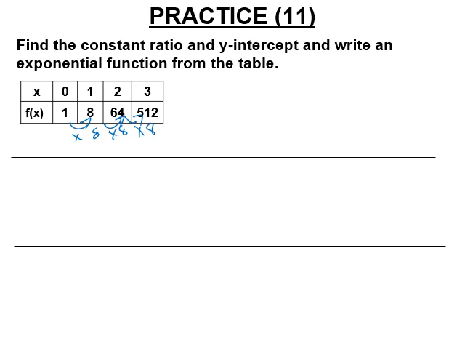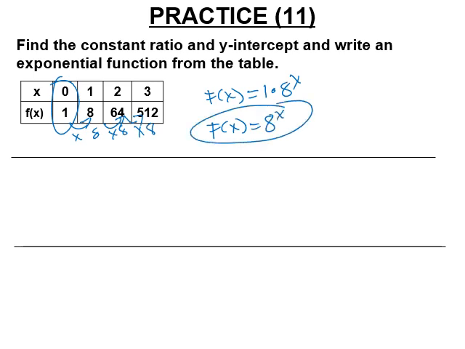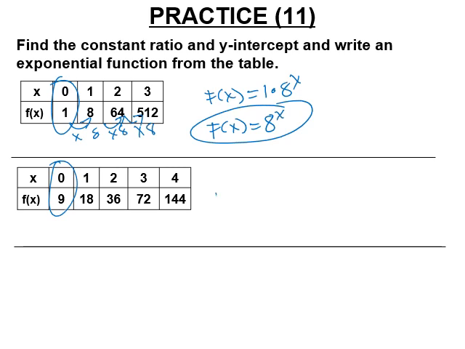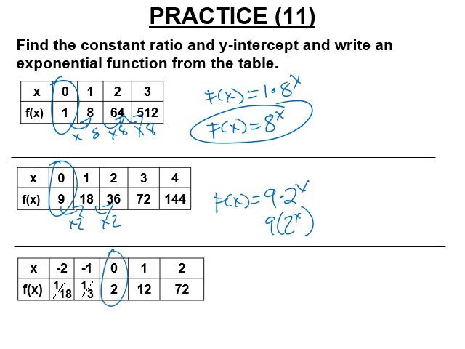Yeah, 64 times 8 is 512. There's our y-intercept. So this is a simple one. It's 1 times 8 to the x, but you don't write that. So you write f of x equals 8 to the x. That's the ones we started with, where the y-intercept was 0, 1. Right, and the constant ratio has to be the same everywhere, so you can just do the easy ones. But 1/18 times 6 is 1/3. So this is 2 times 6 to the x.